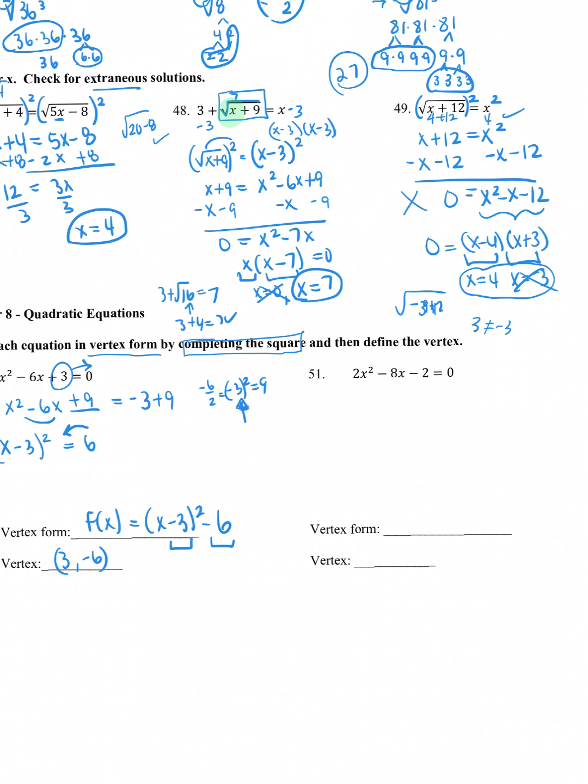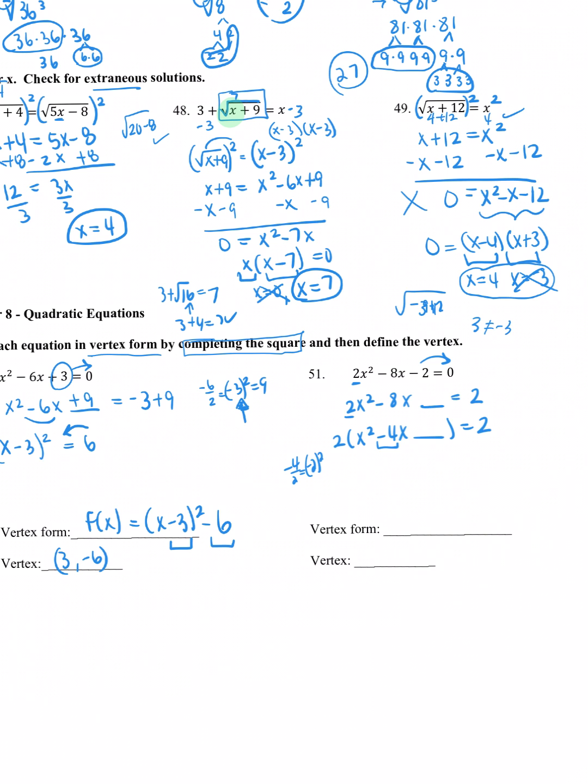On the next one, very similar, except a little bit more difficult because you have this leading coefficient of 2 that we're going to have to factor out. So I'm going to pull over that -2 on the other side, so it'll become a positive 2. Now I'm going to factor out the 2 from this side. And now I'm going to take this number, half it, square it, add it to both sides.